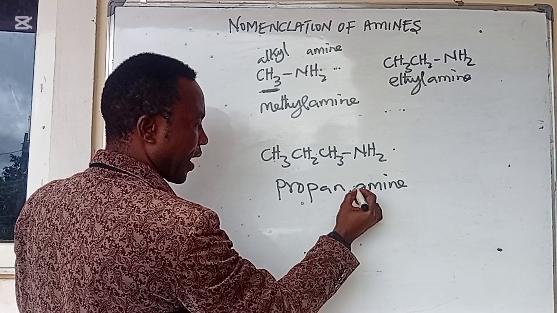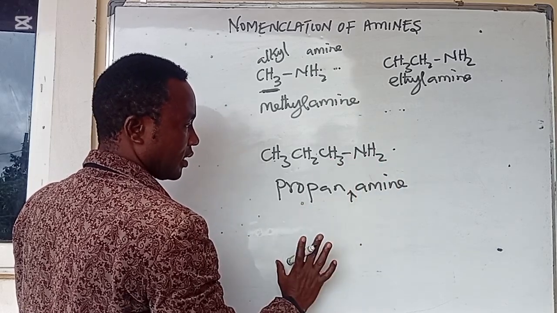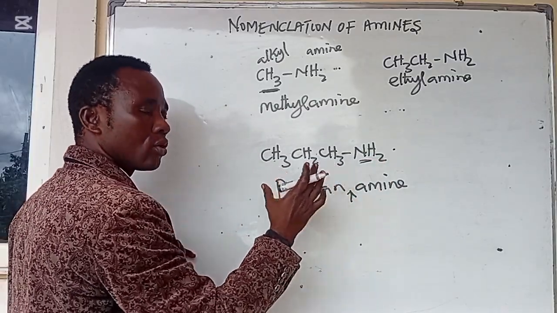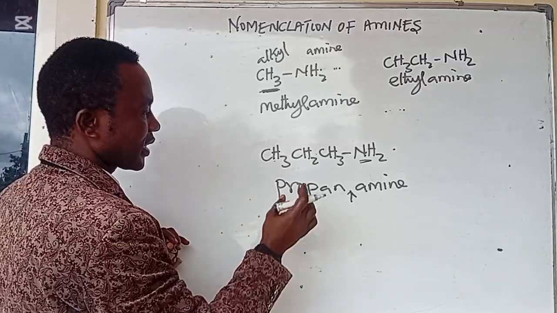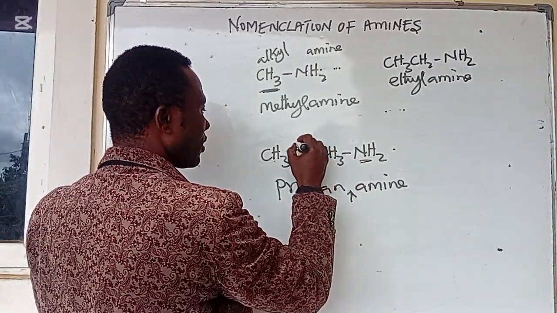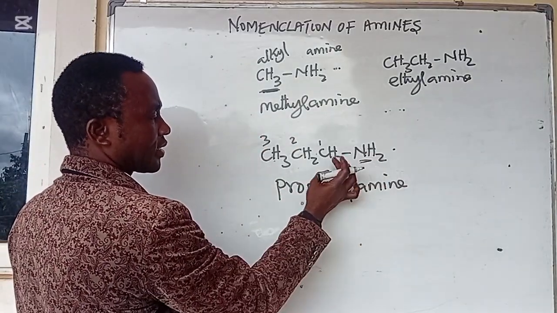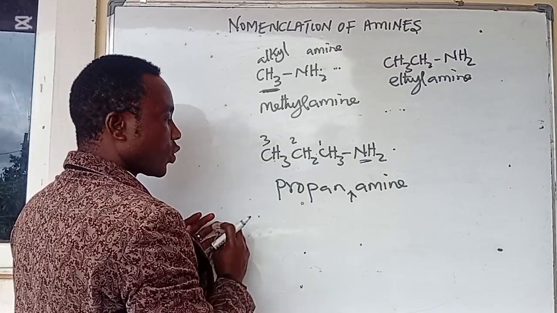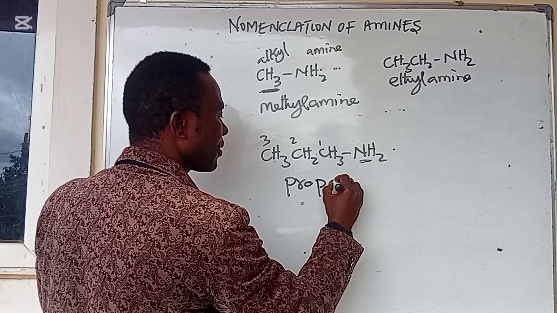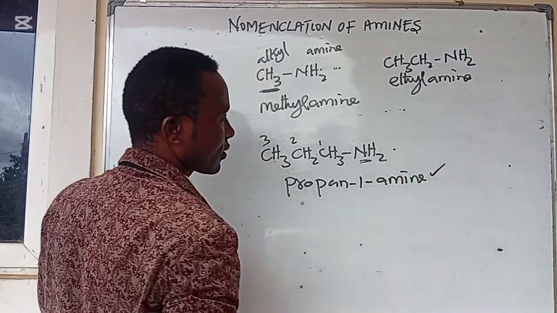But where is this amine attached in this case? Now this is the functional group. If you want to number carbons, you number them in such a way that number 1 carbon is the closest to the functional group. So this is 1, 2, and 3. So propan, you see the amine is at number 1 carbon. So the right name for this is propan-1-amine. That is correct.